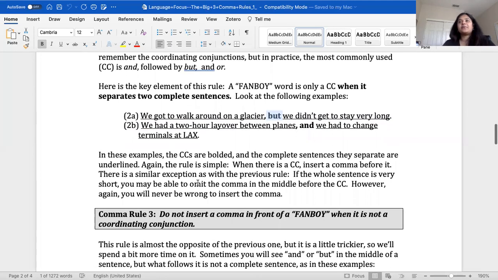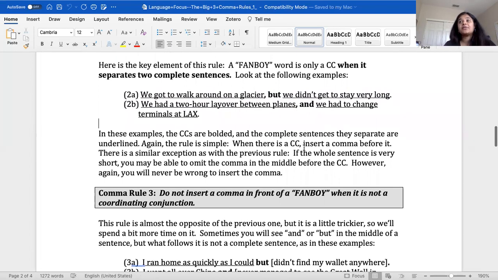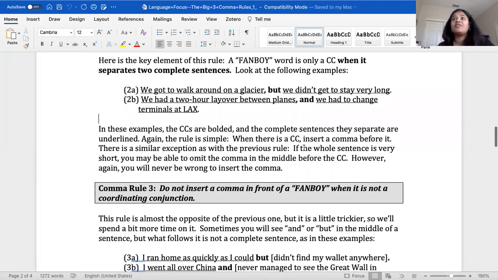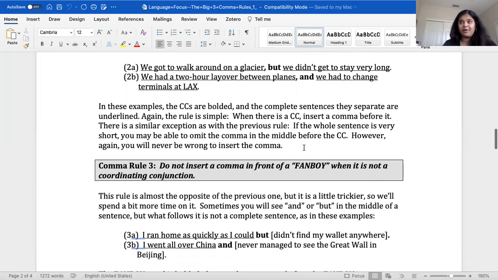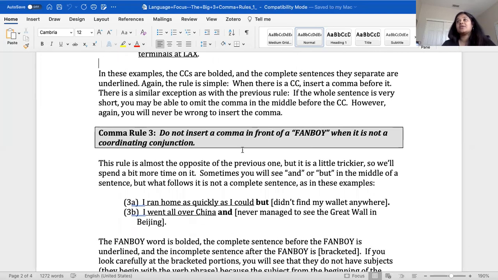In these examples that you just saw, the coordinating conjunctions are bolded and the complete sentences they separate are underlined. Again, the rule is very simple. When there is a coordinating conjunction, insert a comma before it. There's a similar exception as with the previous rule. If the whole sentence is very short, you may be able to omit the comma before the coordinating conjunction. However, you will never be wrong to insert the comma, but if you drop it, it might be a problem.